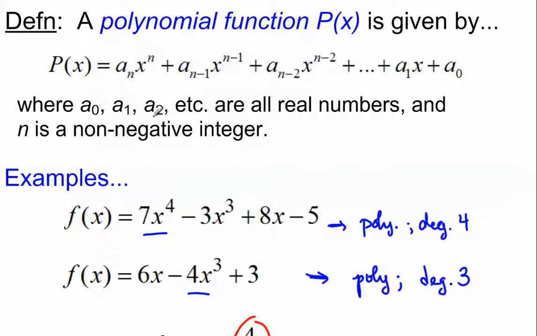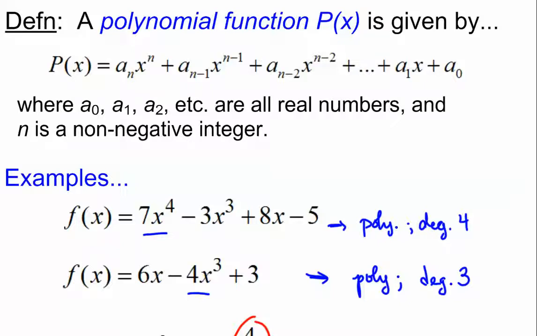The conditions are that the a's in front, those coefficients, are all real numbers, any kind. They can be decimals, fractions, roots, anything we want them to be. But n, the exponent here, has to be a non-negative integer. And if this is a non-negative integer, then since we're just subtracting 1, 2, 3 all the way down, the rest of them are going to be non-negative integers as well.